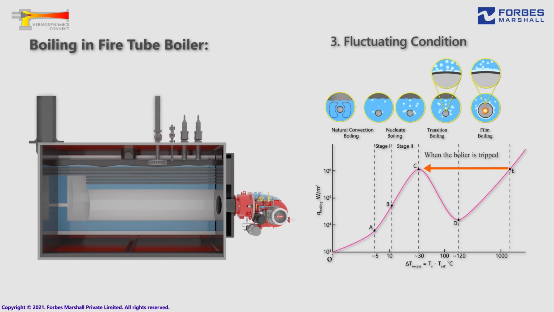In this case, the flame and the flue gas temperature as well as the corresponding wall temperature for the furnace section reduce suddenly in the boiler. This means that the T excess also reduces corresponding to the furnace wall temperature. However, the heat flux during this reduction in T excess remains constant, deviating from the pool boiling curve. This means that the steam generation will continue for a few seconds even after the flame is turned off.